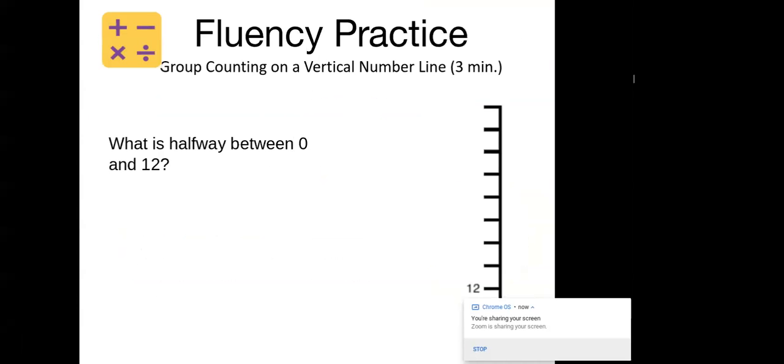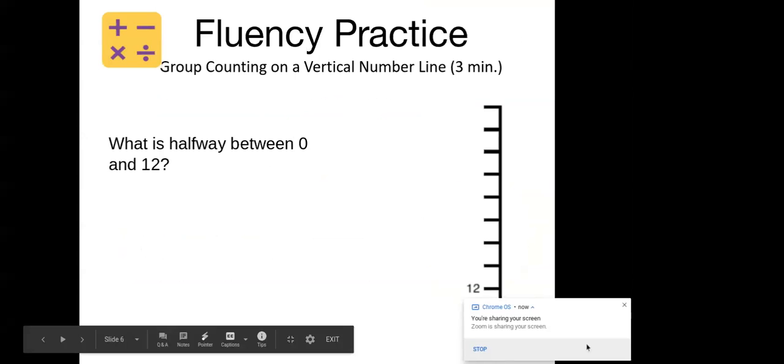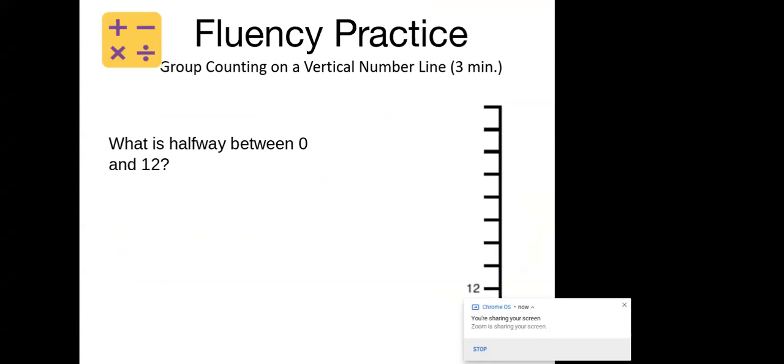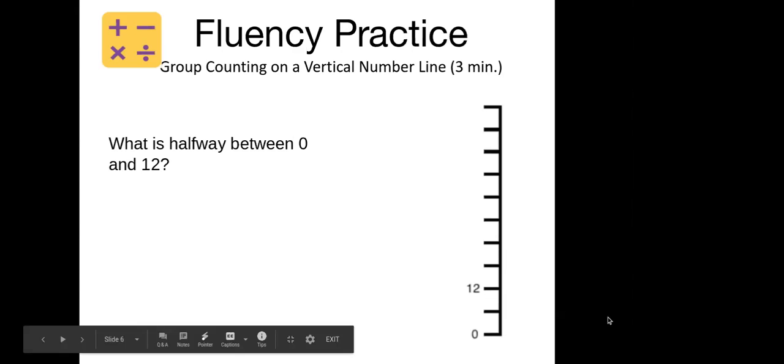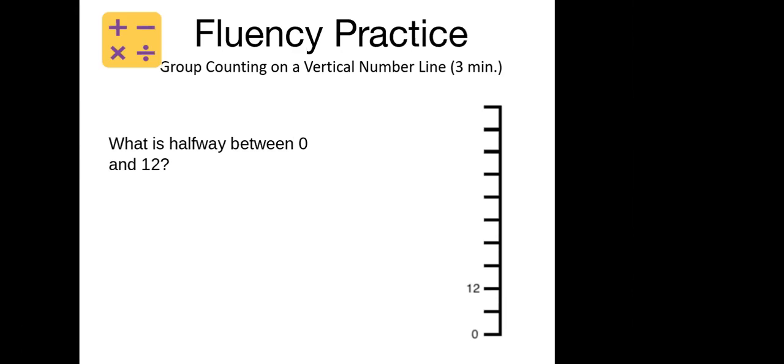So like we do in our other practice, this is what is halfway between 0 and 12. They've given you a number line halfway between 0 and 12. I want you to make a guess. And the answer is 6. I'm sure many of you got that right. We're going to count by sixes to 60.